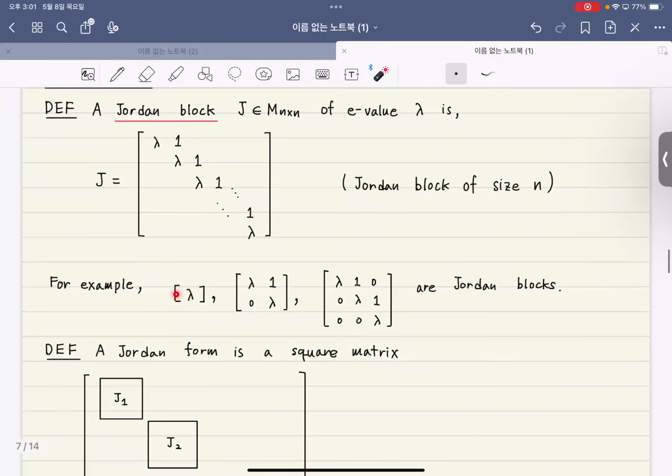And these are typical examples of Jordan blocks. This is a Jordan block of eigenvalue lambda of size 1, of size 2, and of size 3. All diagonal entries are lambdas, the entries one above the diagonal are all ones, and all the other entries are zero. So these are Jordan blocks, right?